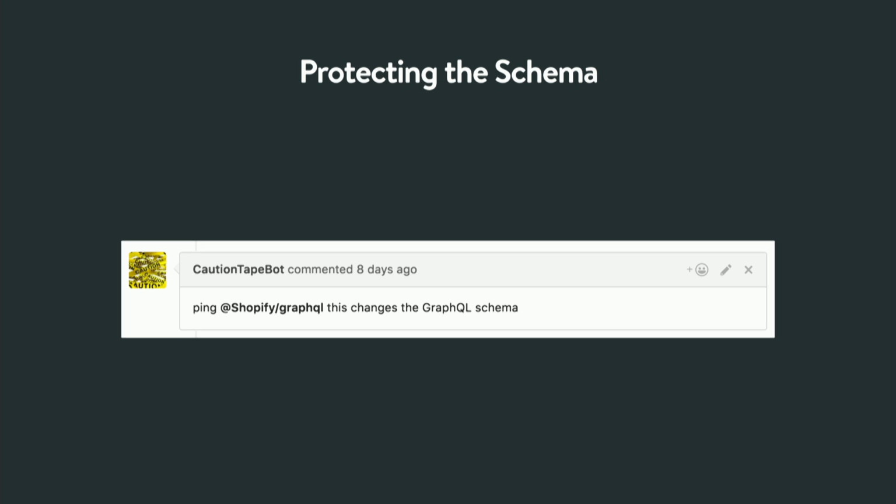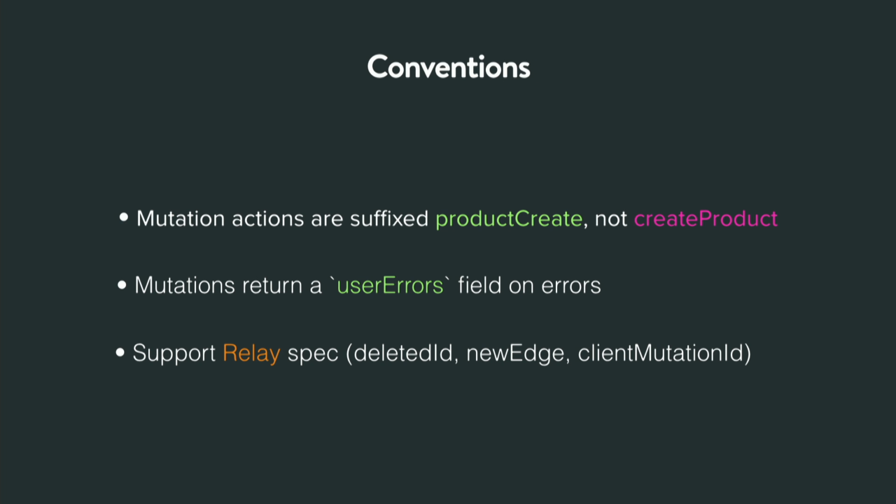We also have, on GitHub, a bot that's going to alert our GraphQL team whenever the schema changes. That also helps us help somebody who's new to GraphQL that might have just added a field. And we also have a strong set of conventions. These are just a few examples. Our mutation actions, we always prefix with the object name instead of the action. This makes it a little easier for us to find mutations since we have a lot.